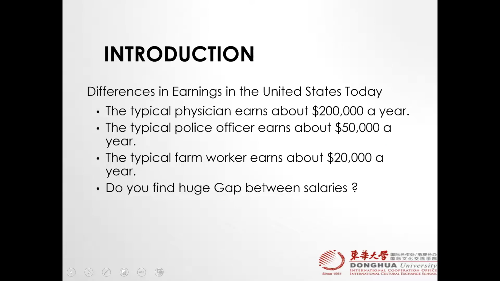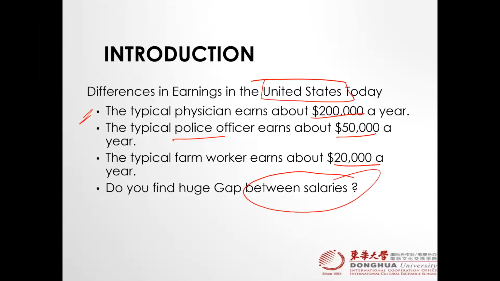So differences in earnings persist not only just in United States, all over the world. All right, and there are some logical reasons behind that. So a typical physician earns about 200,000 a year, while police officer earns 50,000 a year. Farmer earns 20,000 a year. So why is there a huge gap between the salaries? Is there a logical explanation, or is there any discrimination?